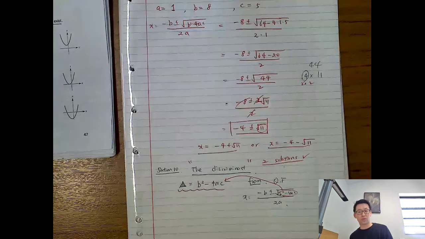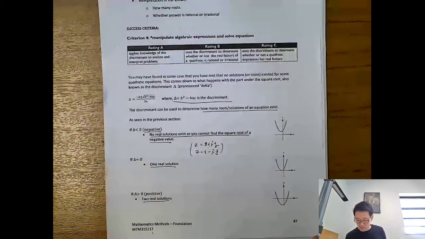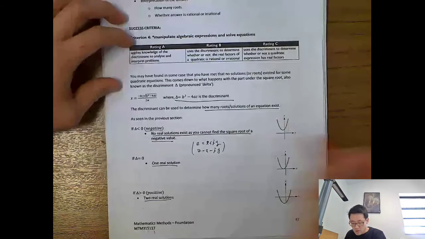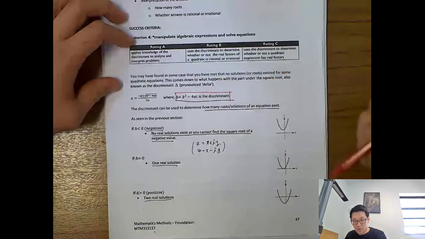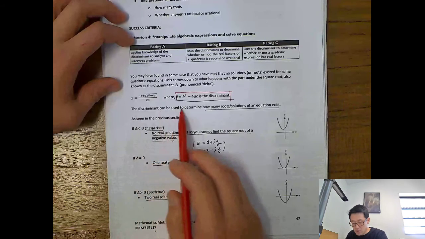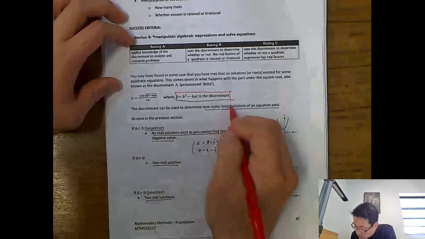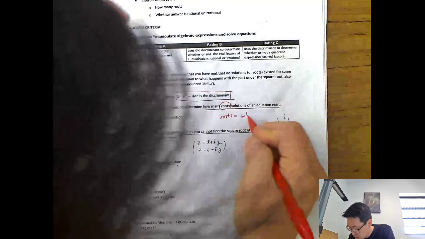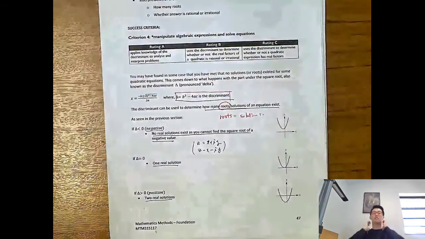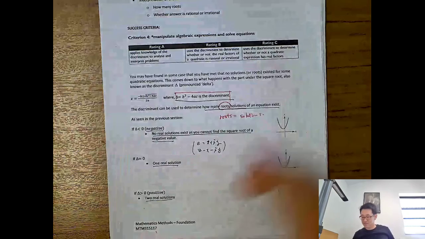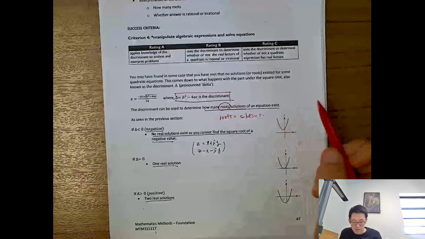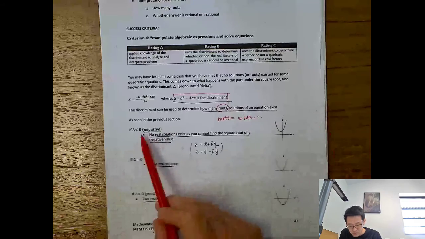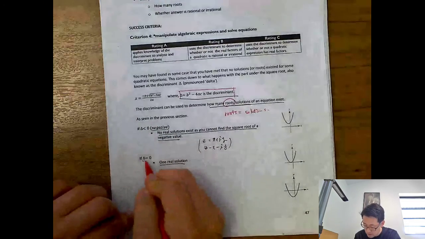Alright, I'll use this booklet directly. Go to page 47. And yep, you highlight that or write it down in your exercise book. Yep. And then the discriminant can be used to determine how many roots. When they say roots, it means solutions. Roots equals solutions. It tells how many solutions an equation has. Okay, let's go. Discriminant is 0, 1.